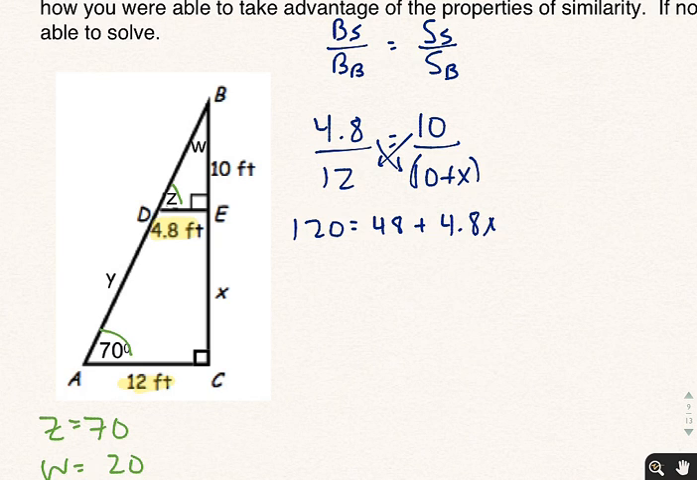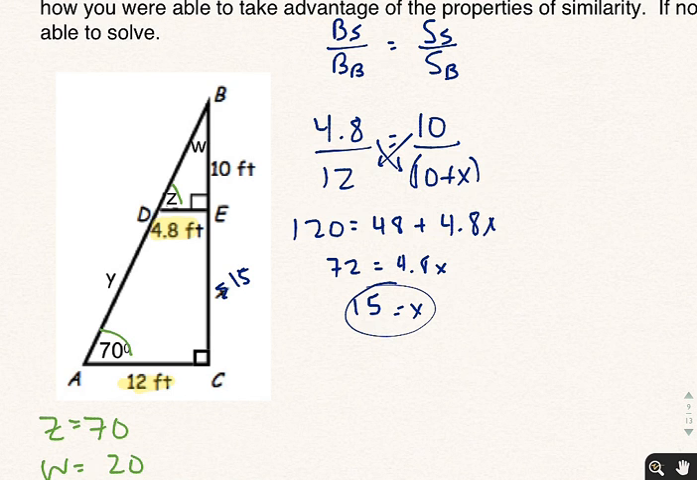Okay? So again, I'm going to use a calculator to solve. I'm no hero here. So if I take 120, subtract off 48, I'll get 72. And then divide both sides by 4.8 and get 15. So x is actually equal to 15. So I'm going to go and write that in. Okay, which tells me my entire side has to be 25.